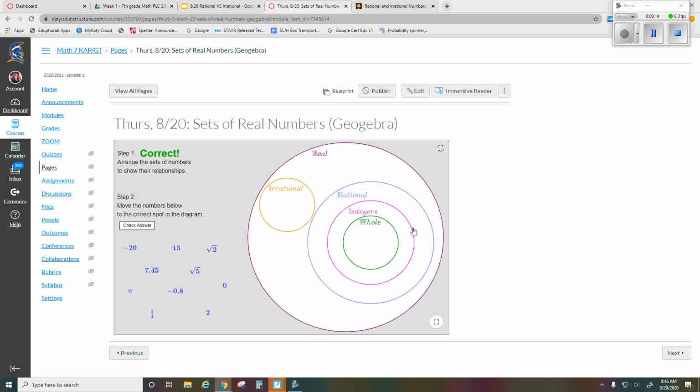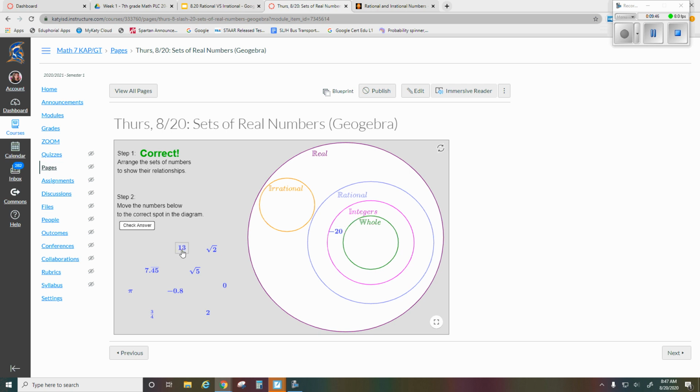Okay. Now you should have this on your paper and labeled irrational, rational, integers, and whole number. And you are going to write these numbers in their most specific category. So let's start with negative 20. Okay, negative 20 is an integer. That's the most specific category. We know negative 20 is also a rational number, but the most specific category is integers.